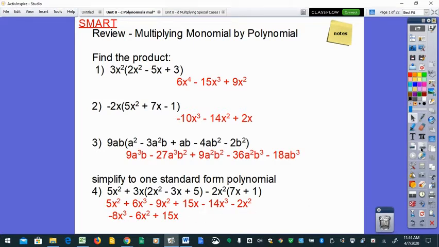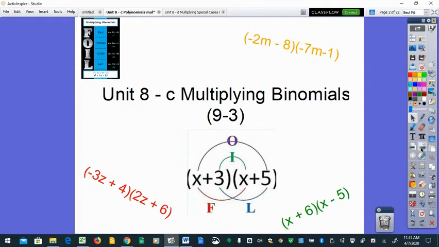Let's move on today, though. We're going to move away from the monomials and start talking about what we do when we multiply binomials. We've got 3 examples on the slide here. You see the orange one, the green one, and the red one. No longer are we multiplying just a single monomial. We've got 2 things that need to be multiplied. We're going to use a little acronym called FOIL today, just to keep all of our ducks in a row.